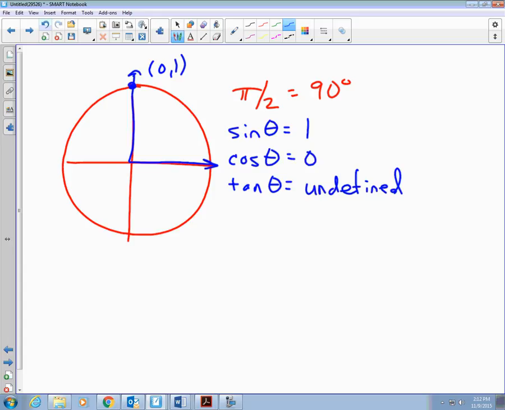So what we need to do is we need to graph tangent and understand that tangent is undefined for some values.